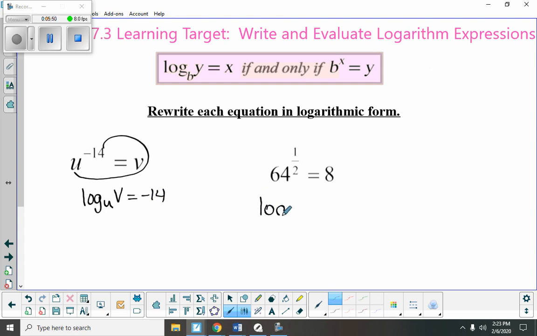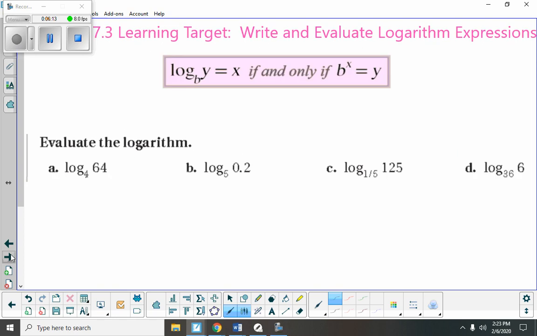So log base 64 of 8 is equal to 1/2. The exponent you would put on the base of 64 to get 8 would be 1/2. That would give us 8, which is true because the square root of 64 equals 8.